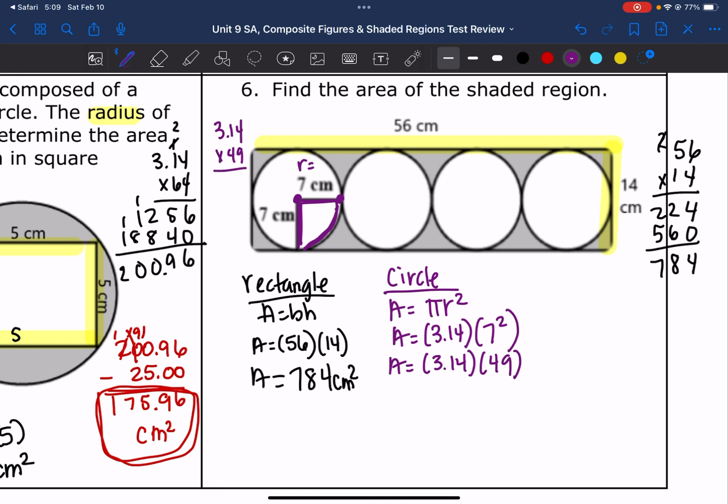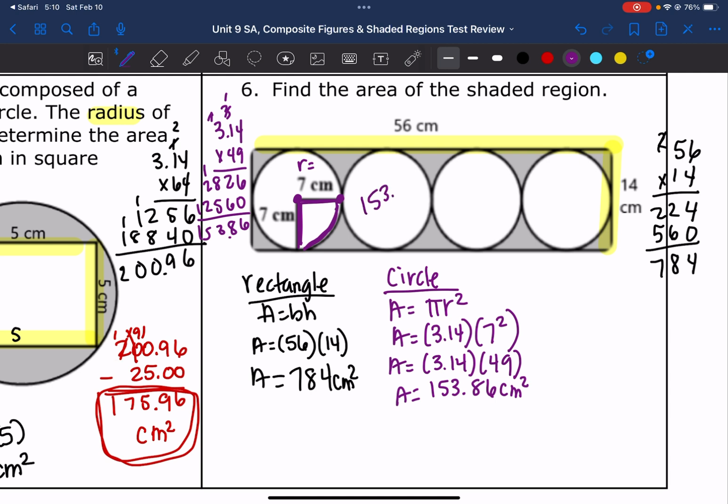9 times 4 is 36. 9 times 1 is 9. 10, 11, 12. Yes. Okay. And then 3 times 9 is 27, plus 1 is 28. Add a 0. 4 times 4 is 16. 4 times 1 is 4, plus 1 is 5. 3 times 4 is 12. So we add this, 6, 7, 8. 13 is 8 plus 5. And then 2 plus 2 is 4, plus 1 is 5. All right, there we go. Our answer is going to be 153.86 centimeters squared. That is one circle.